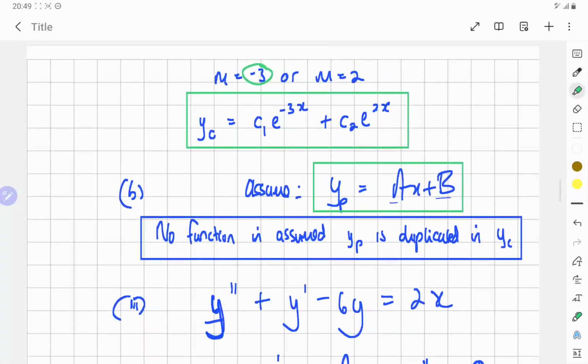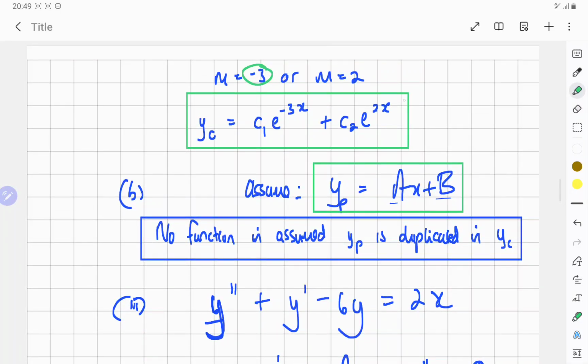Now, let's just compare our complementary and assumed particular form. So this is very, very important, and that's why we did the complementary first. We're always going to compare these for duplicates. What do I mean by that? If you look at ax, nothing is duplicated here. Duplicated, they look the same. No, they're not. B, is anything duplicated here? No.